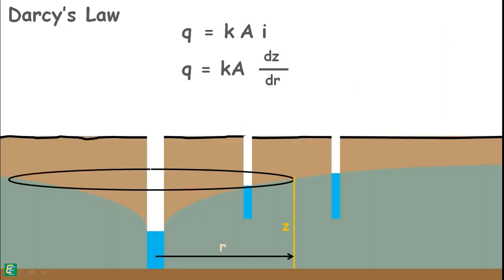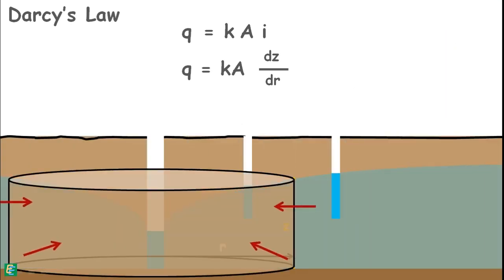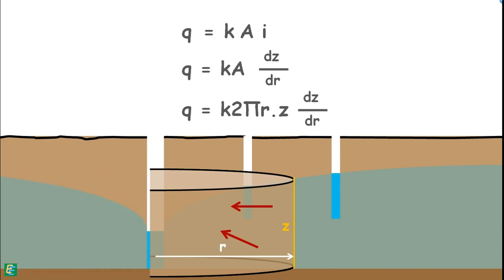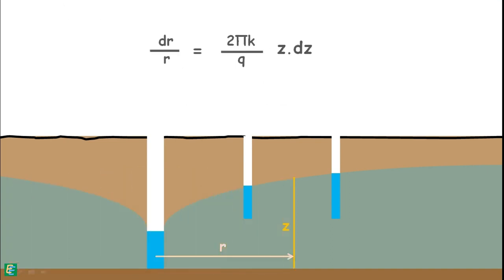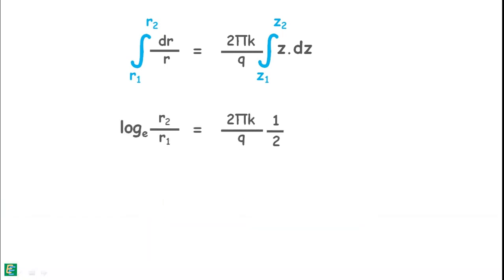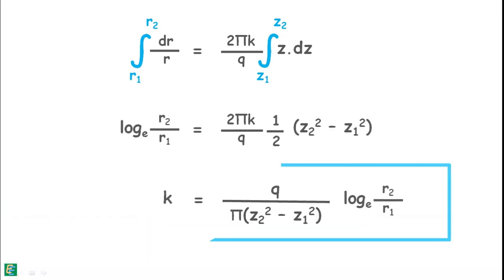The area through which the water is percolating by this hydraulic gradient is this cylindrical area of radius r and height z. The surface area of this cylindrical surface is 2 pi r z. Rearrange it like this. Now we can integrate it from our observation of water level in the well, which at R1 distance from the test well was Z1, and the level in the well which was at R2 distance was Z2. After integrating and applying limits, we can find the equation of permeability of the soil.